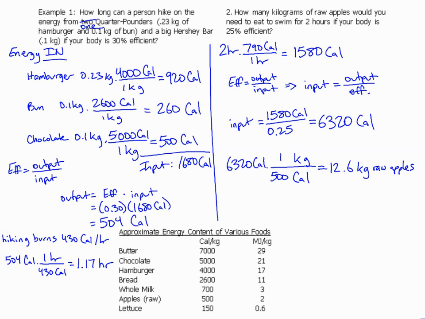12.6 kilograms, to get the number in pounds, you have to multiply it by 2.2. So you're talking about 25 to 30 pounds of raw apples just to get this amount of calories. Not really feasible. I don't know anybody who could eat that many apples. I suppose it's possible, but unlikely.